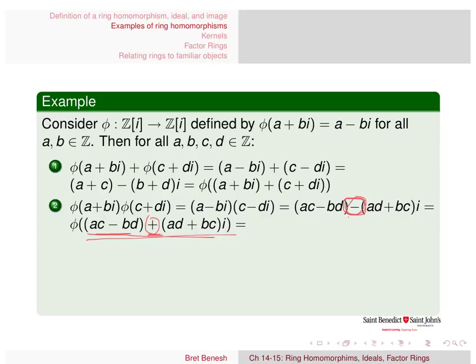But what's this equal to? Well, if you multiply these two out in the domain, you end up with this. So we really do have a ring homomorphism here, and let's just see what the image and the kernel are.